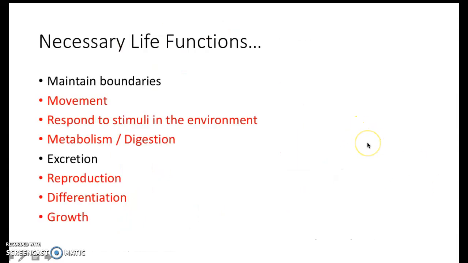In complex organisms, we see that there are a number of necessary life functions. Fox does not discuss these, but this is a list that I've accumulated over the course of several years. The ones in red come from different authors, and the ones in black are ones that I've included myself. So let's start at the bottom. We'll start with growth and differentiation.